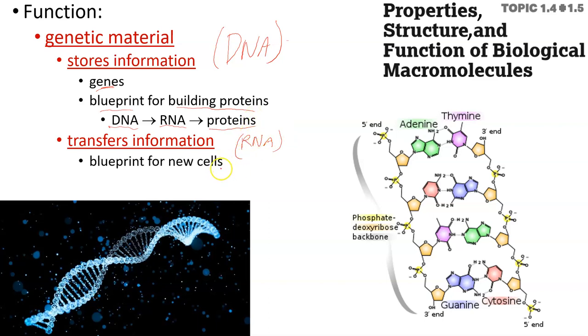This is a blueprint for new cells being formed, a blueprint for the next generation of cells. We all started as one little cell here with our nucleus filled with DNA, and we are now trillions of cells due to this process of replication, right? Which is part of how our cells divide. It's DNA and RNA.